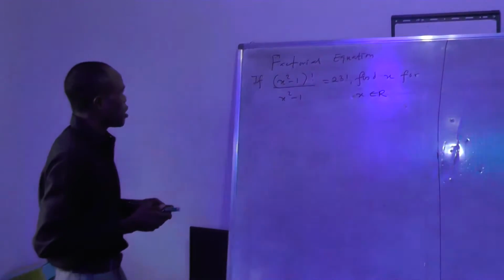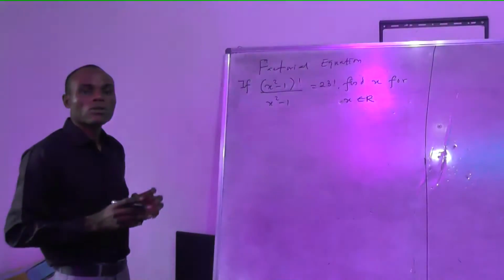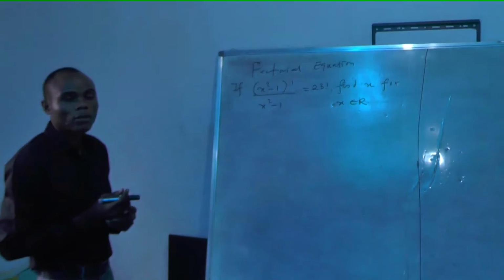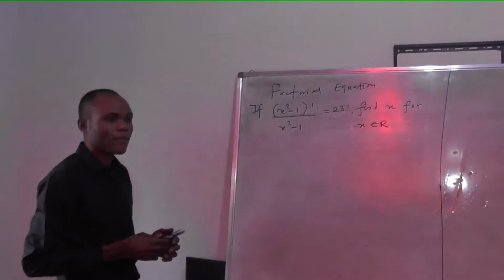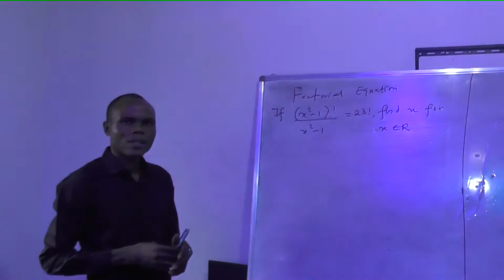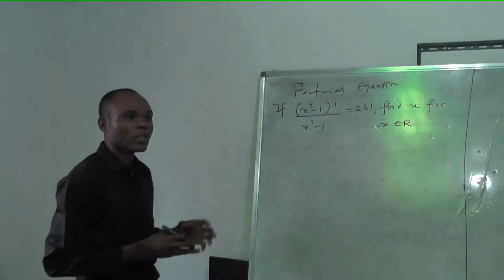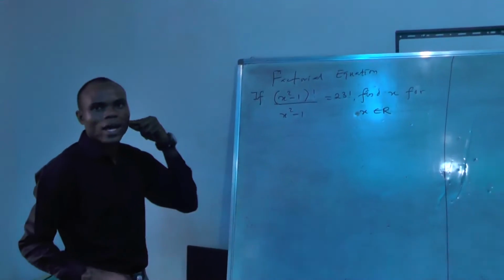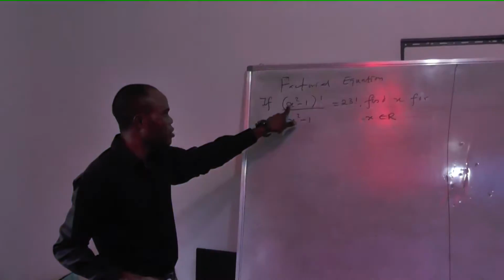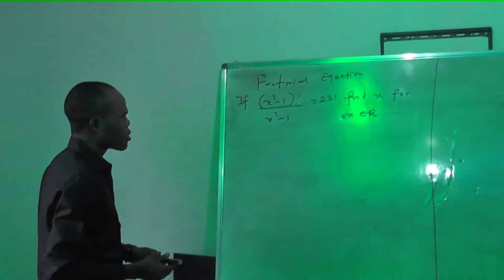Today's problem: if (x squared minus 1) factorial divided by (x squared minus 1) equals 23 factorial, what will be the value of x, for x being an element of the real numbers? So this question requires that we get the value of x. Okay, so how do we work this problem out?